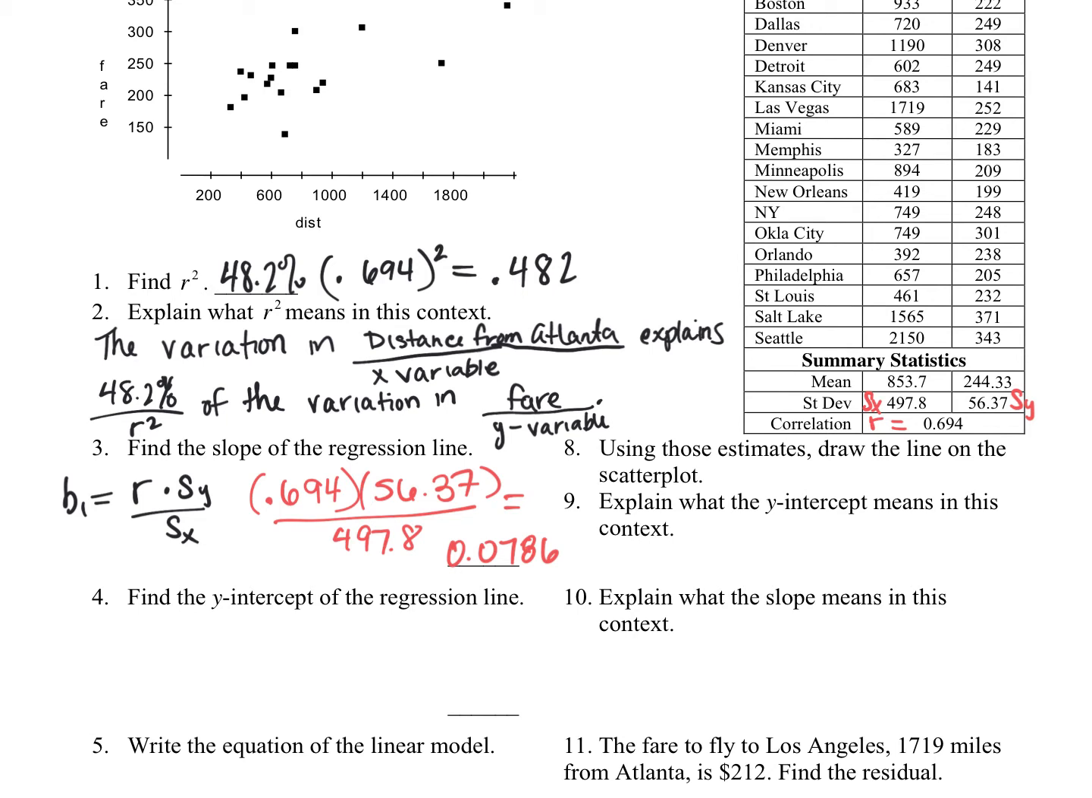Plug in what we know, right? We know the slope. The equation is b naught, which is your y-intercept, plus b1 times x. But we are going to plug in the mean for x and the mean for y, because that's the one point the line goes through, and solve for b naught. So what's our mean for y?